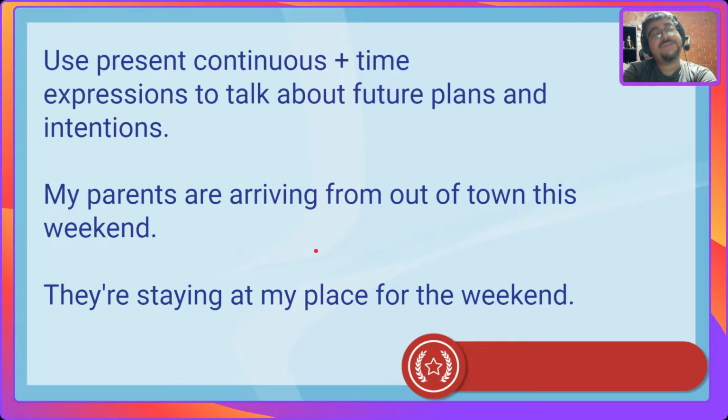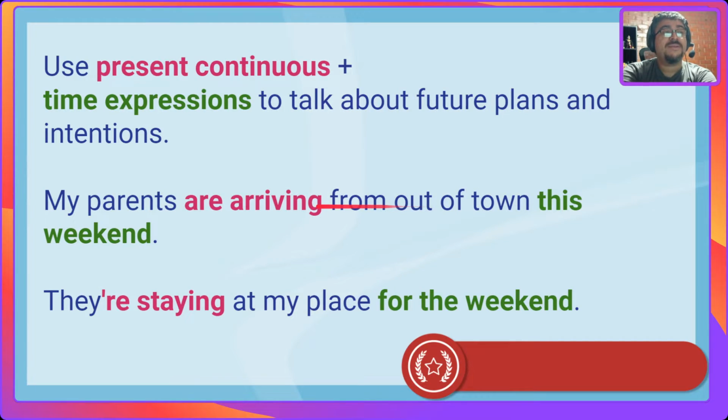We can also use the present continuous and time expressions to talk about future plans and intentions. For example, my parents are arriving from out of town this weekend. We have are arriving, in continuous. But if we only say my parents are arriving from out of town, I'm saying that this is happening now. If I add this weekend, it's going to be a plan or intention in the future.